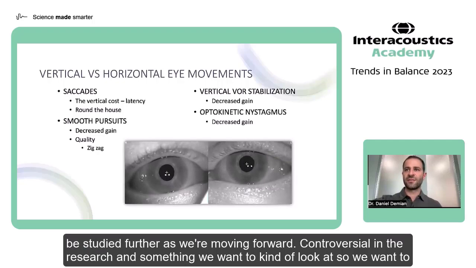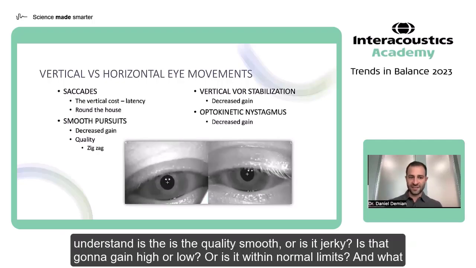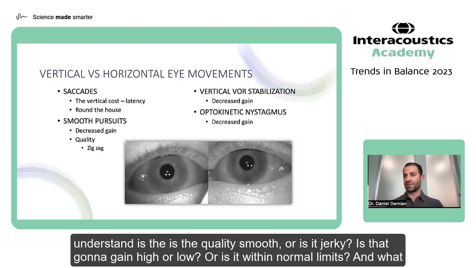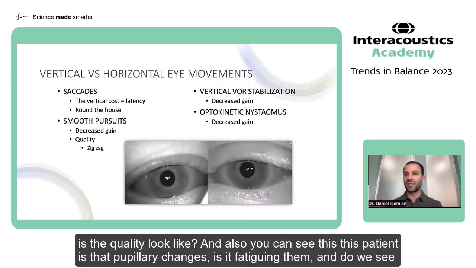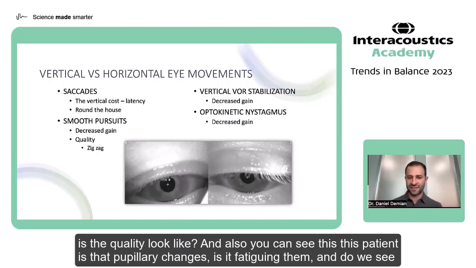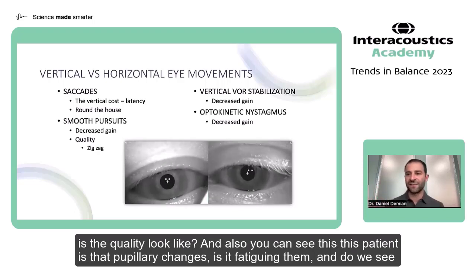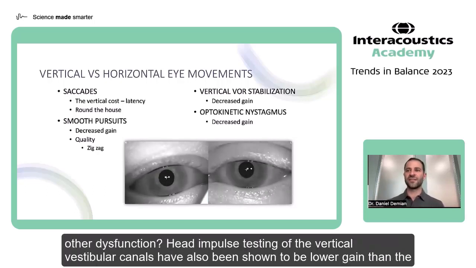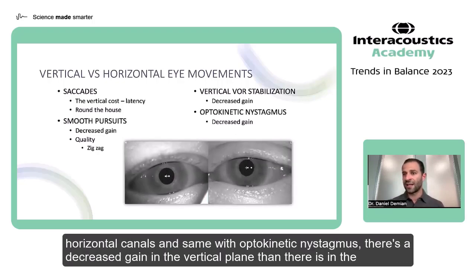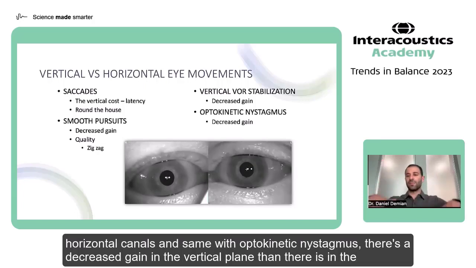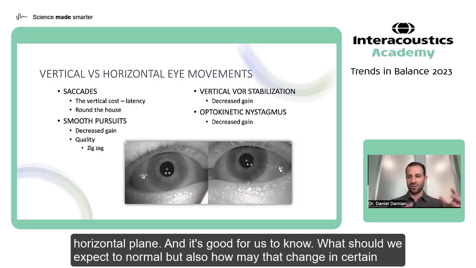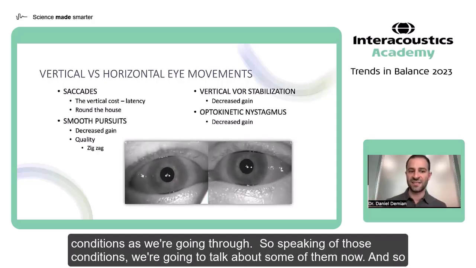It's controversial in the research and something we want to look at. So we want to understand: is the quality smooth or is it jerky? Is the gain high or low, or is it within normal limits? And what does the quality look like? You can also see in this patient pupillary changes. Is it fatiguing them, and do we see other dysfunction? Head impulse testing of the vertical vestibular canals has also been shown to be lower gain than the horizontal canals, and the same with optokinetic nystagmus. There's a decreased gain in the vertical plane compared to the horizontal plane. It's good for us to know what we should expect in normal, but also how that may change in certain conditions.